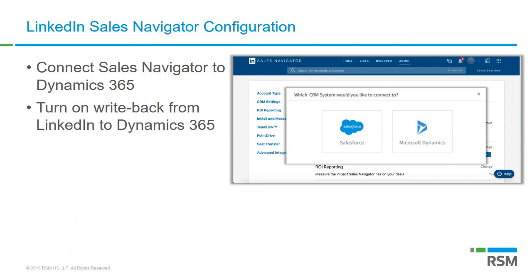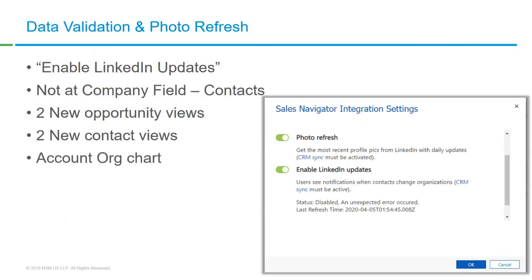Now, you've got to allow about 24 hours for the system to sync, but once you have successfully made that connection, you're going to be able to set your Sales Navigator CRM settings for the organization as well. And again, I'll show you that in the demo as well. But some of those things are, for example, what you see on the screen. So, for example, data validation.